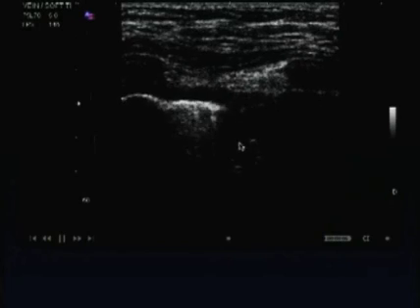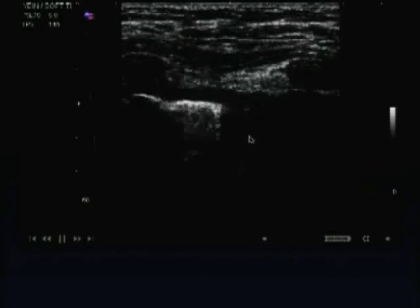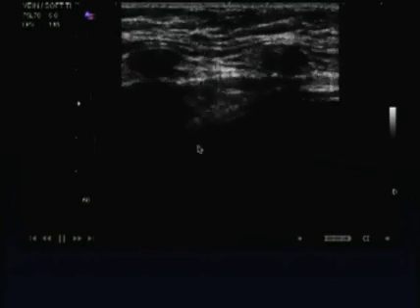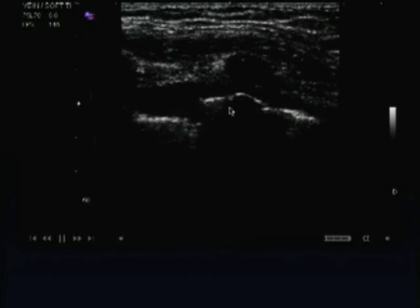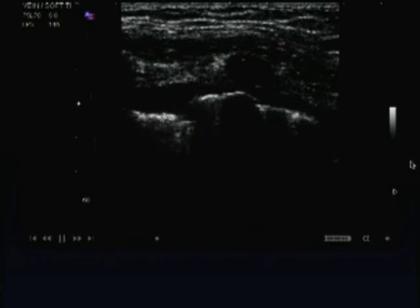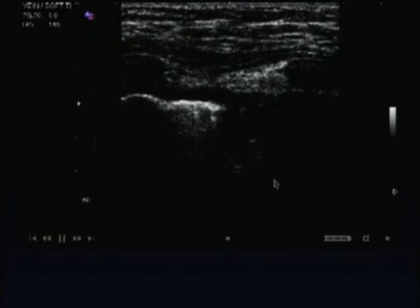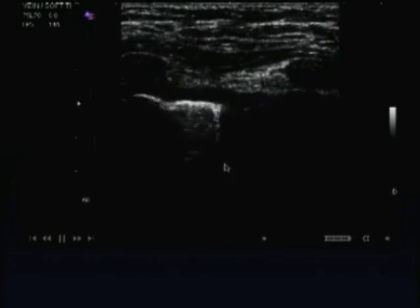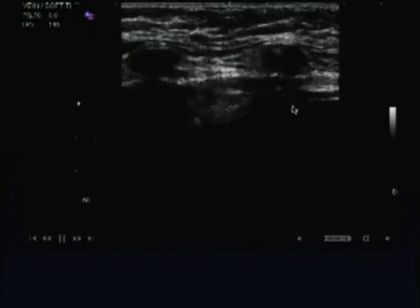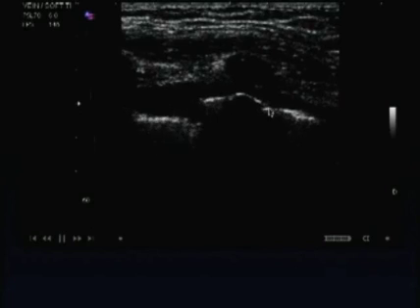And down here is most likely an area of more extensive effusion butting up against the diaphragm as we move inferiorly. Here's the diaphragm down here, and again some internal complex echoes of the effusion are right in here.